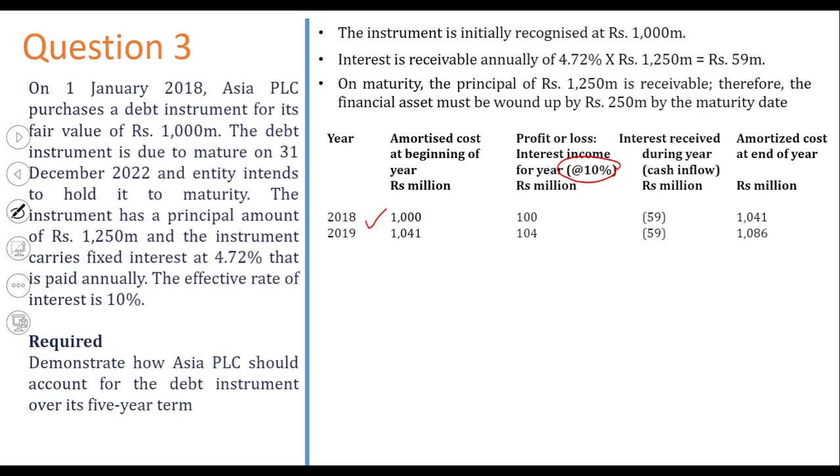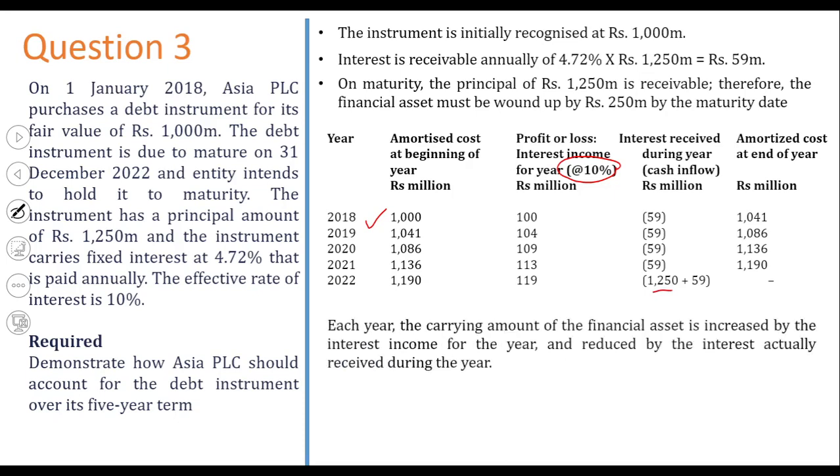Second year, this will be the opening balance. Again, I'm applying the effective interest rate to recognize the revenue or the income, and I'm receiving 59 cash, and the end balance will be 1086. In the third year also the same, fourth year also the same. In the fifth year, you can see I am receiving 1250 plus the interest income. Then how much will be the closing balance? Closing balance will become 0, right?